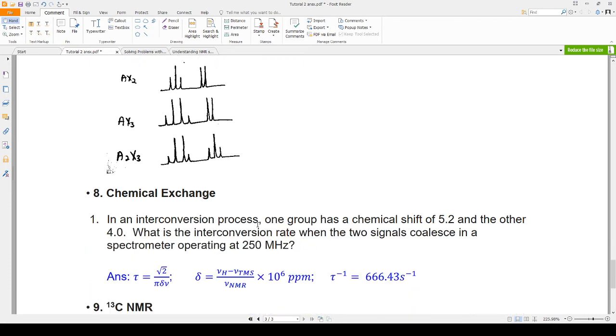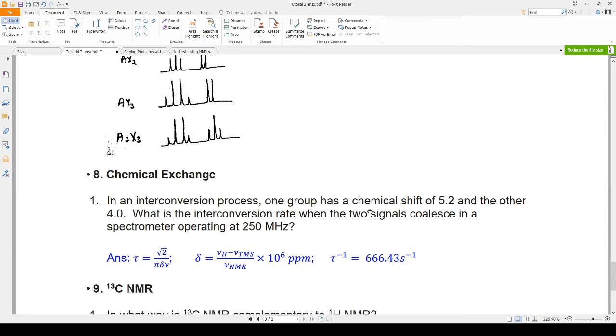Chemical exchange. In an interconversion process, one group has a chemical shift of 5.2 and the other is 4.0. What is the interconversion rate when it coalesces into just a single peak? Now there are 3 equations. This is the chemical shift equation that the previous question actually asked.